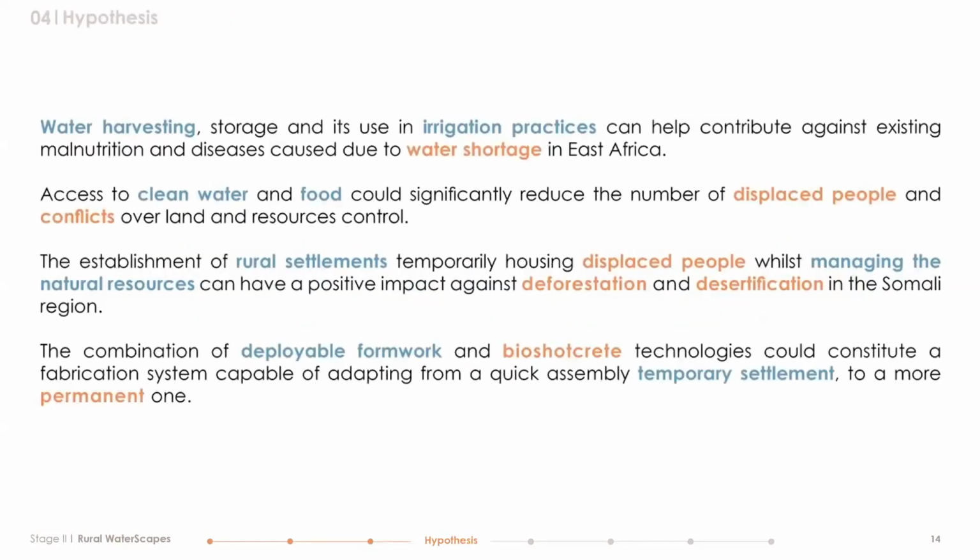So these are some of the main research themes. So water harvesting, obviously in this arid climate is very important. So how to capture water and fog, as I will show later on. In this region, access to clean water and food is very challenging, unfortunately, and the establishment of settlements, initially temporarily housing displaced people while managing the natural resources, and then, as I mentioned earlier, transforming these temporary housing settlements to more permanent settlements that are integrated with agricultural patterns was the objective. And while doing that, they also explored fabrication techniques through bioshotcreting, and how bioshotcreting could actually become the main actor of transforming temporary settlements to permanent settlements.